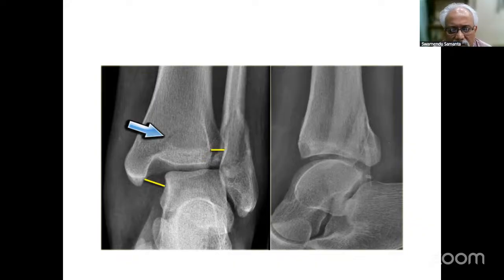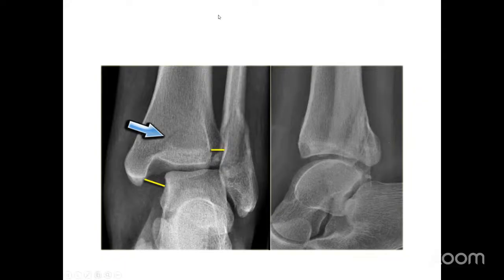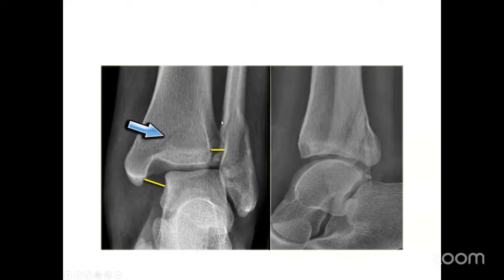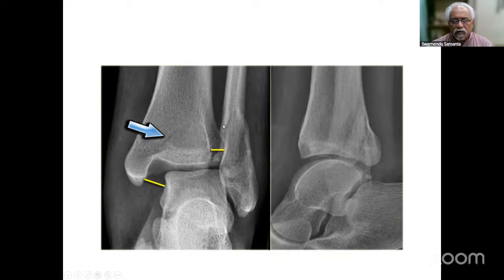What will you check and what will you do? Yes, Rajan, what would you do? Cylinder traction, we will try to reduce and then apply a slab. And we have to check the pulse, yes, sir, DPA. Yes, we have to check.